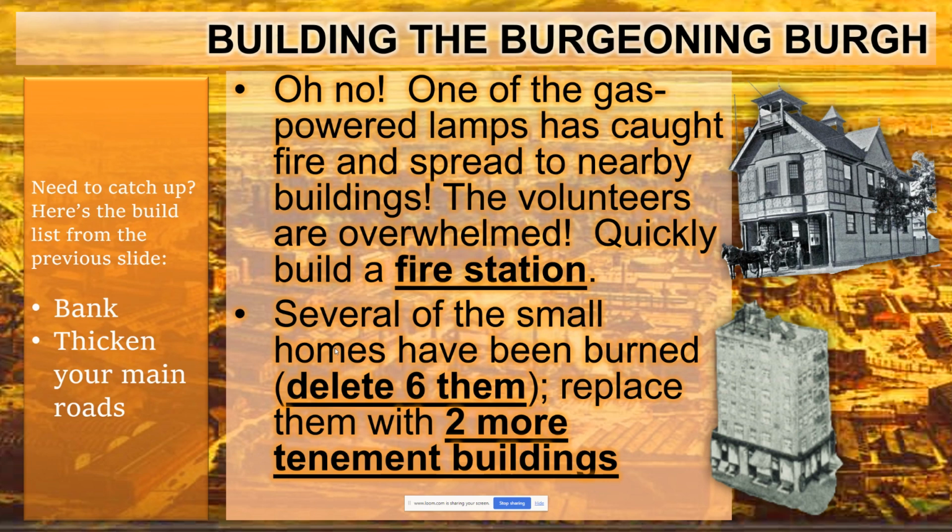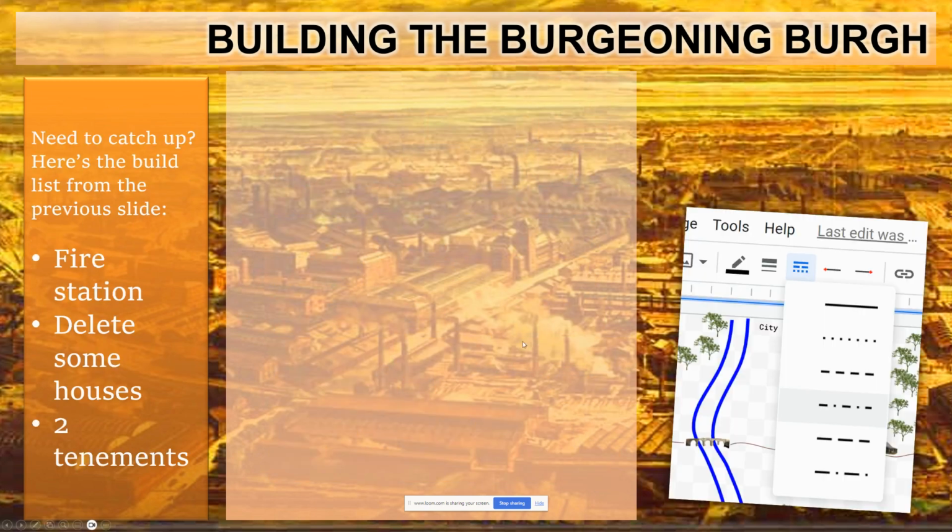You can imagine if you can't prevent that fire from spreading quickly, you're in a whole lot of trouble. So that fire station may help you deal with that damage as quickly as possible. So a fire station, delete 6 houses and then 2 more tenement buildings.